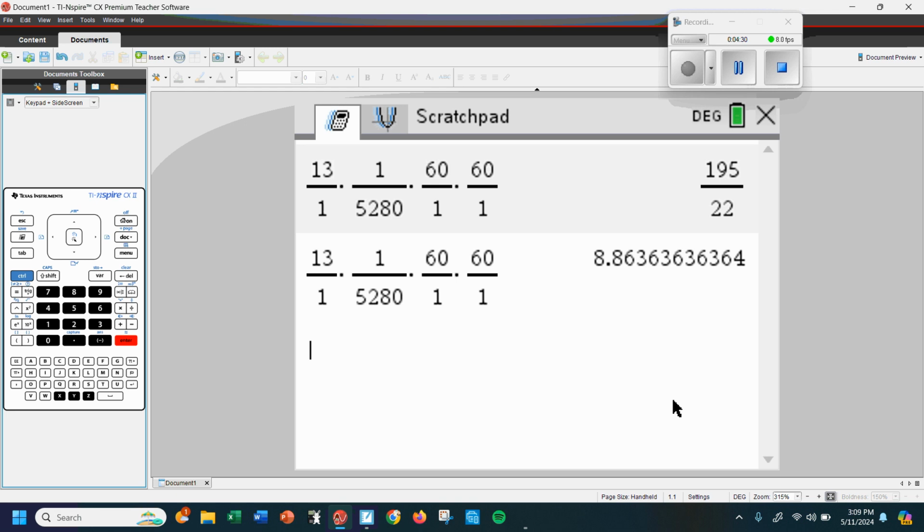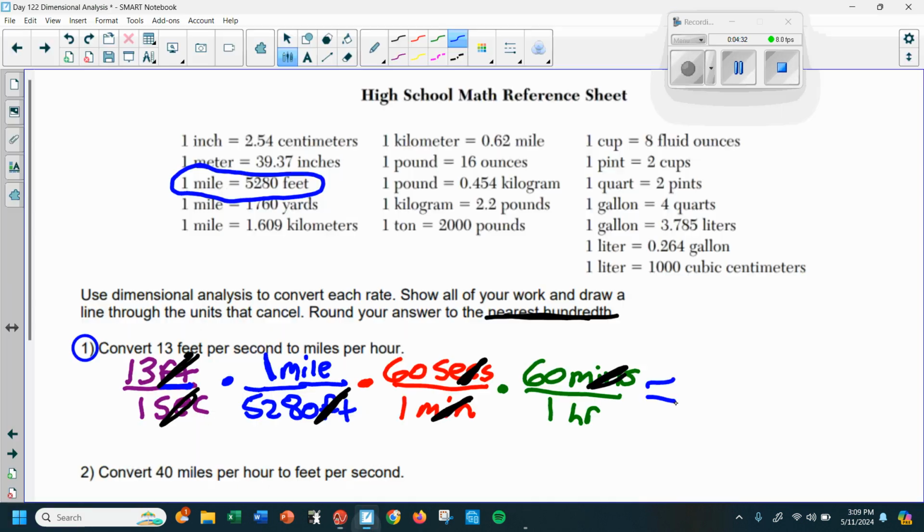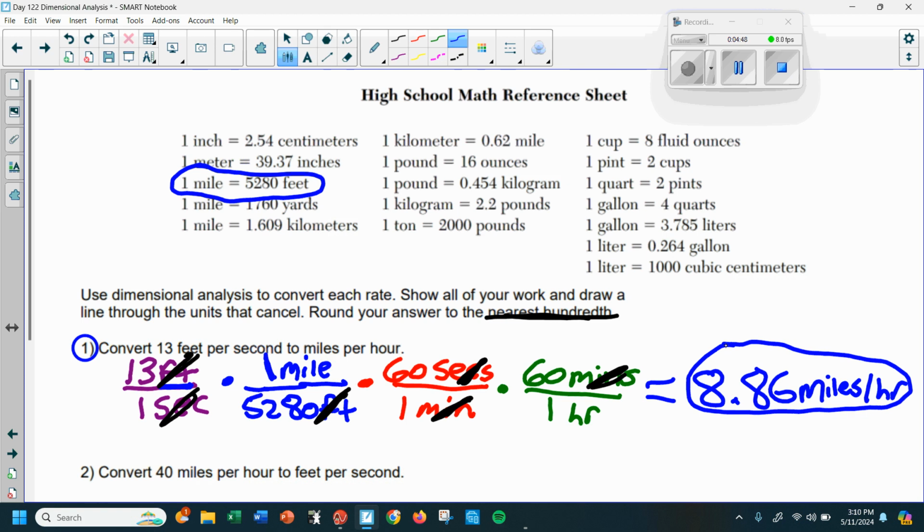8.863. Well, the 3 doesn't tell me to round up, so we're going to leave it at 8.86. So 8.86, but now we got to write the unit. So we'll make it miles per hour, and that's how you do it. It's definitely tedious to have to do all the fractions, but this is the way to do it.